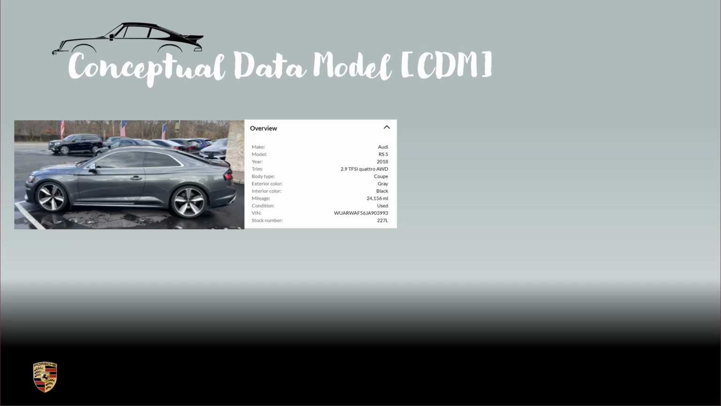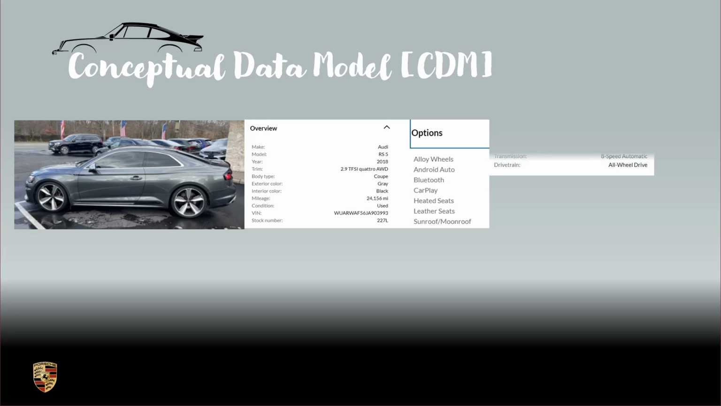It would also include its options, which would be features, such as alloy wheels, Bluetooth CarPlay, heated seats, moonroof, sunroof. Under performance, you can see the transmission and the drivetrain. On top of that, the official name of the car, so the 2018 Audi RS5 2.9 TFSI Quattro all-wheel drive. These are all things that make up the specific vehicle. And this is essentially the same concept that we took to create our vehicle table. So everything that we see on screen ended up becoming a column within the table. These are all components that make up this specific vehicle.